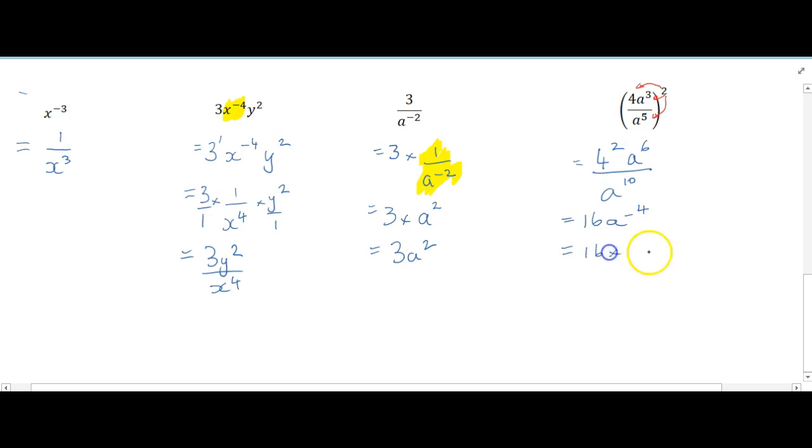We can write this like this. Now what you should be able to see is this one flips over and you get 1 over a to the power of positive 4. So 16 over a to the power of 4. So that's as simple as it gets, I think. That's probably about it.